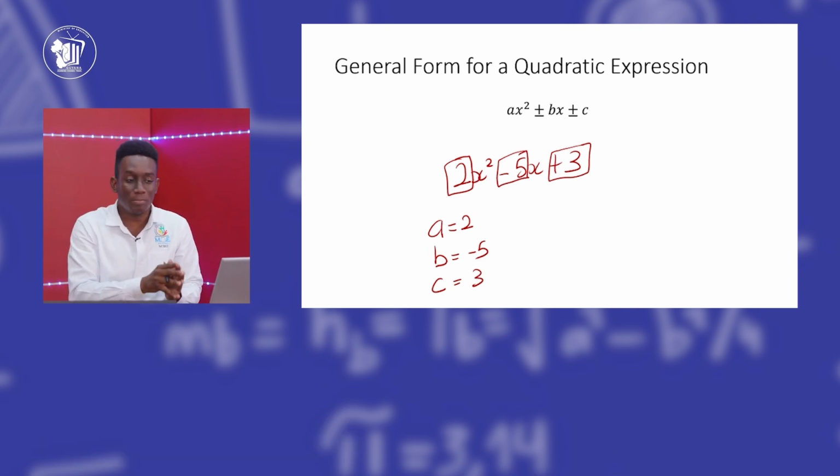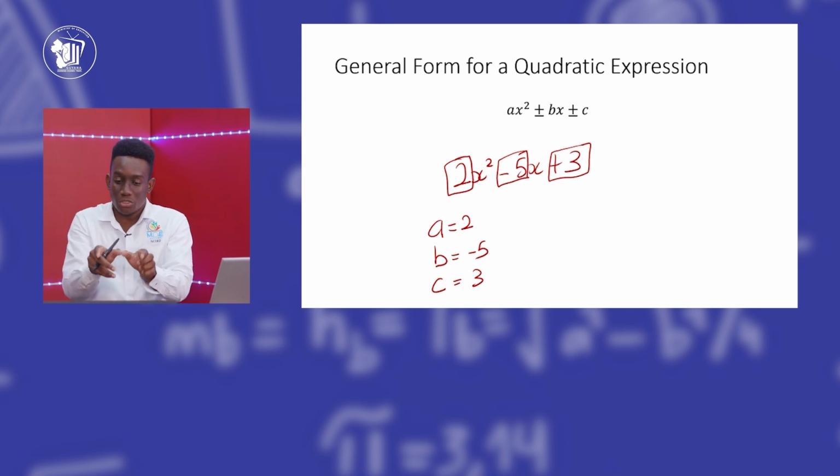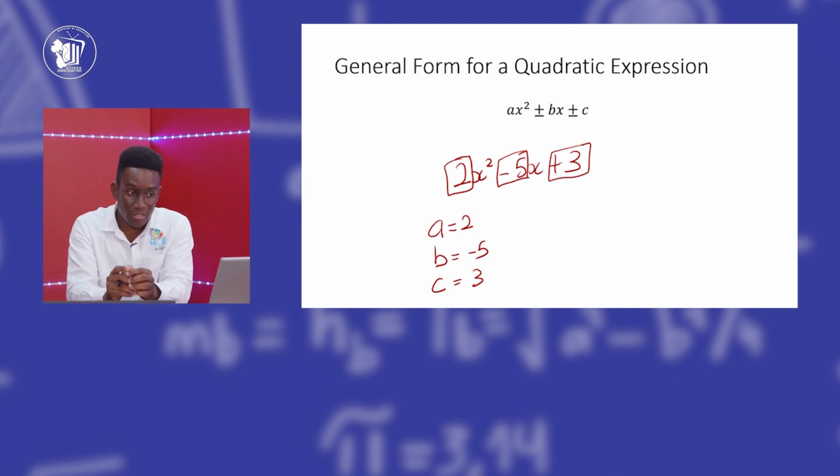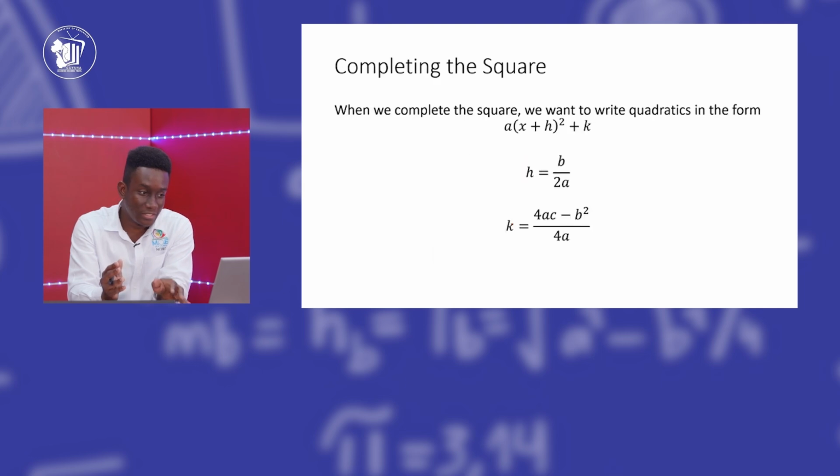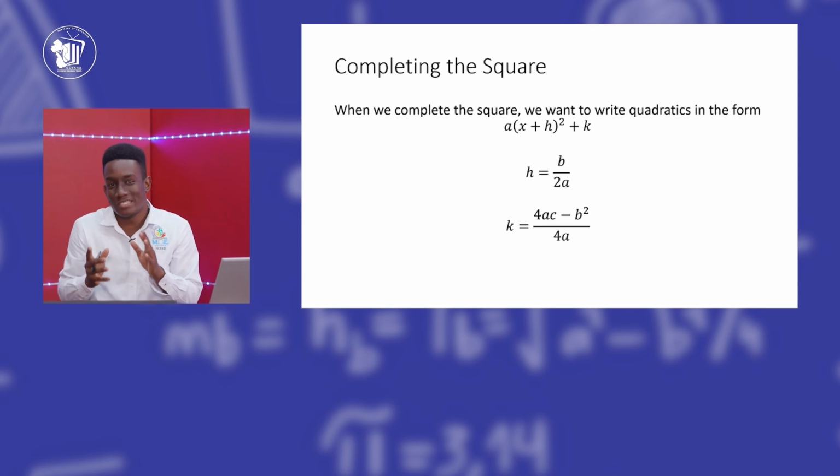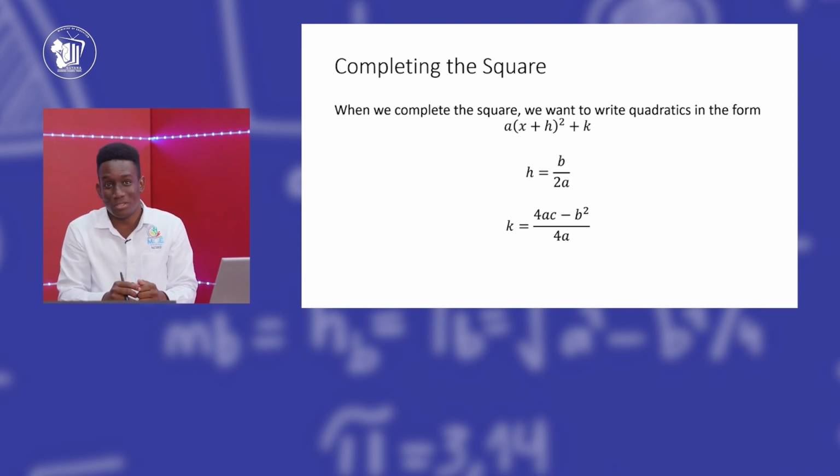So for completing the square, we want to change this general form into a form that they will ask you for. So when we complete the square, we want to write quadratics in this form that I have on screen, which is a open bracket x plus h close bracket square plus k. Now there is a step-by-step way in which we can complete the square, or we can use this very simple way, which is using the formulas.